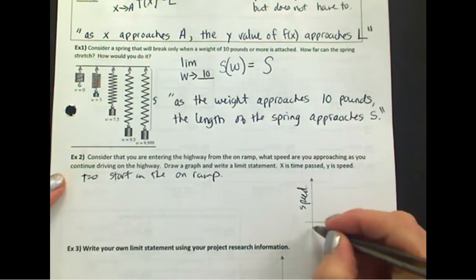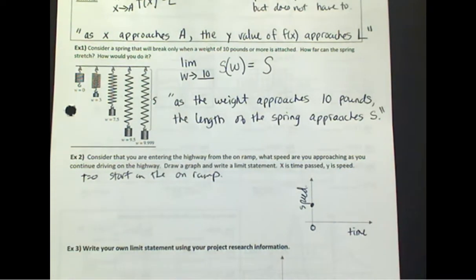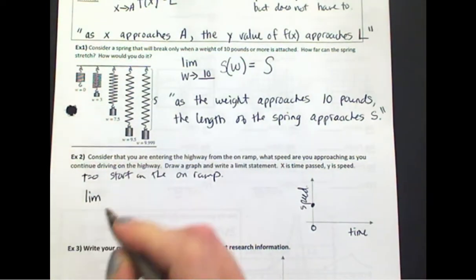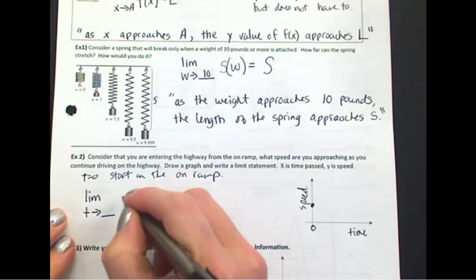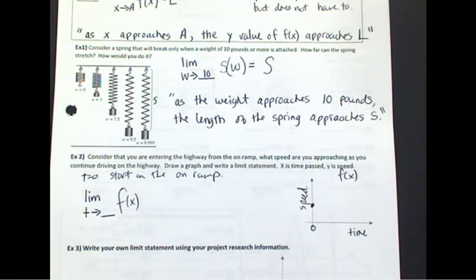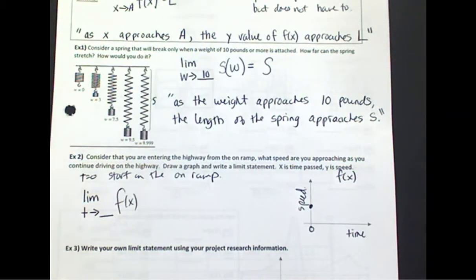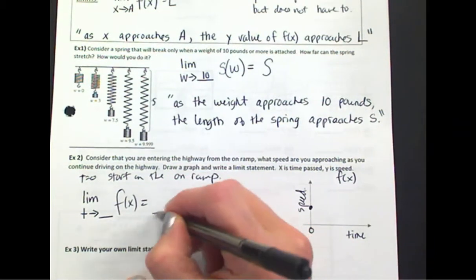But, okay. So, here we go. I'm going to start my graph here because I'm going to assume that I'm not stopped before I get on the on-ramp. Okay, the limit, eyes up, t approaches something. I'm going to name my graph f of x. You can name it anything you want. Okay, notice that the limit statement is 2 different rows. They're like small rows, top row, bottom row, same size as f of x. Okay, equals.